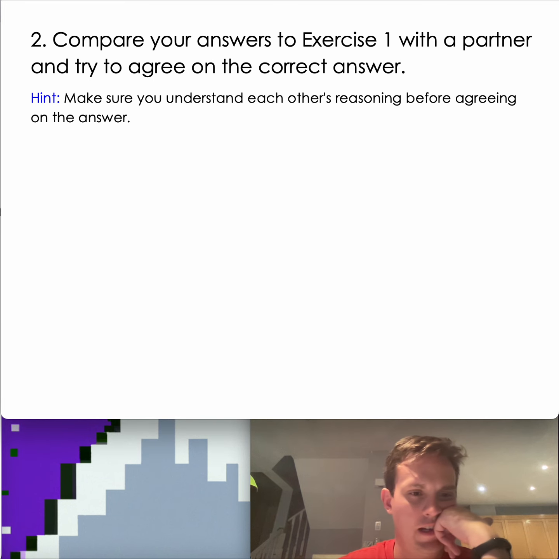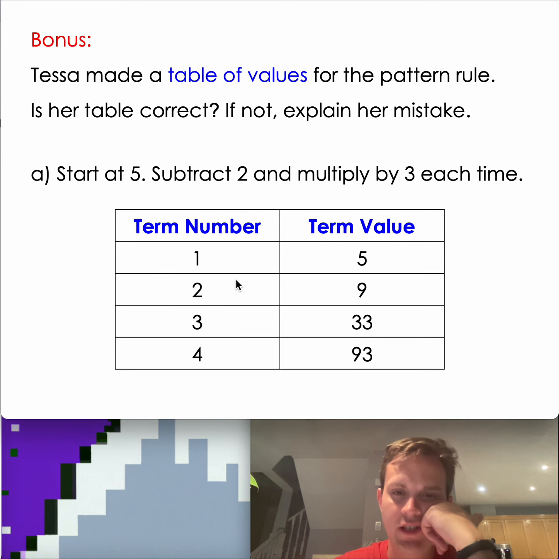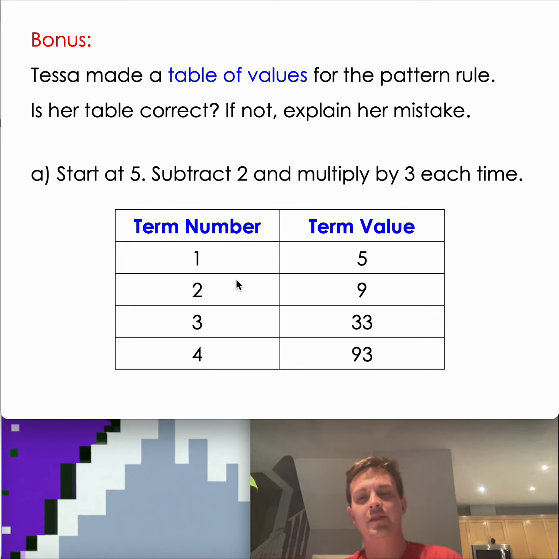Okay. There is a bonus that you may do. Tessa made a table of values for the pattern rule. Is her table correct? If not, explain her mistake. Start at 5, subtract 2, and multiply by 3 each time. Interesting pattern.